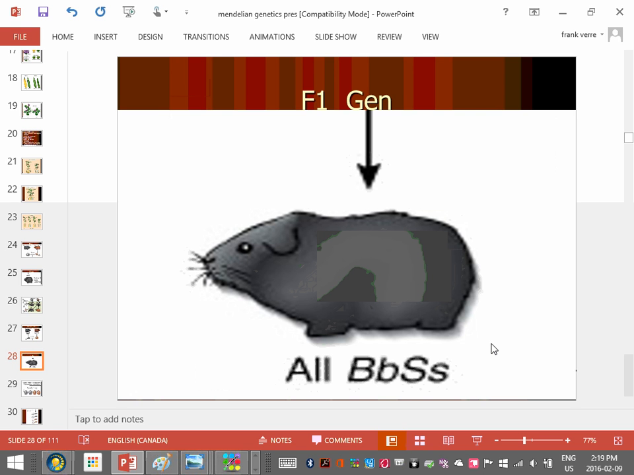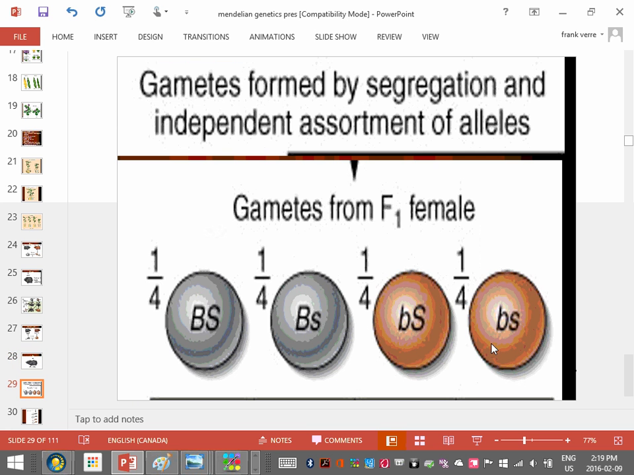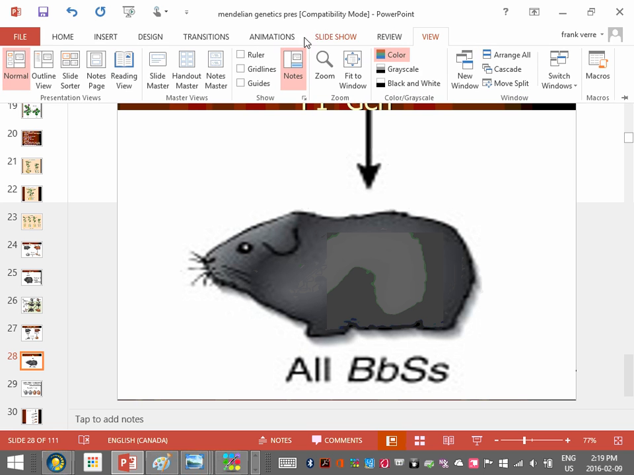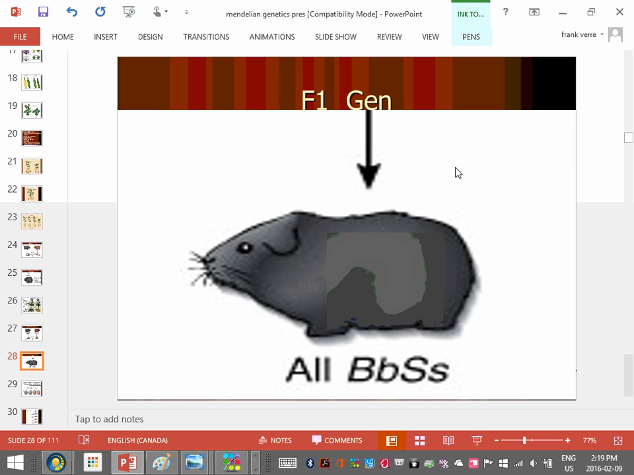Okay? What happens then if we take these babies and get them to mate and have their own babies? Well, let's think about the possibilities. Let's think about the possible sex cells that they can make. Now remember, in meiosis, when you make sex cells, what do you pass on? How many of the alleles? One of the two. So how many alleles do you see here? Two B's and two S's, because they're two different genes. We can only pass on one of the two. So one B and one S.